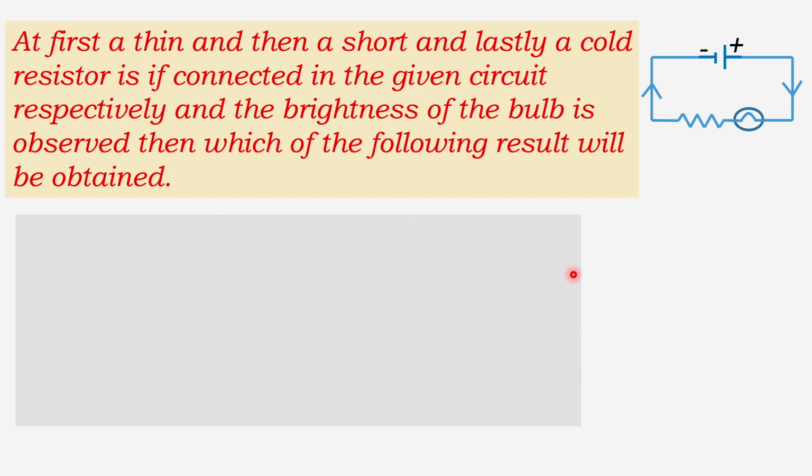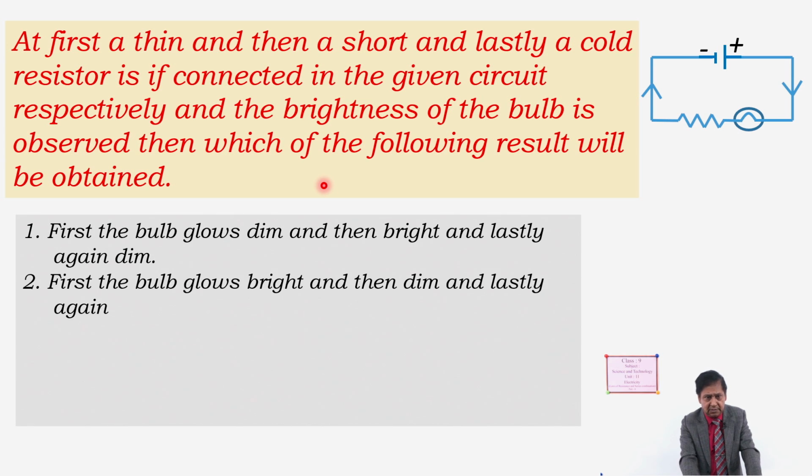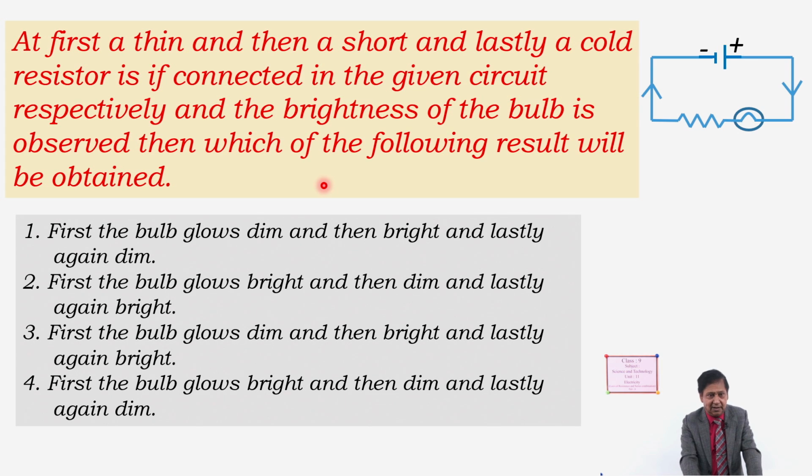Look at this. At first a thin, then a short, and lastly a cold resistor is connected in the given circuit respectively, and the brightness of the bulb is observed. Which of the following results will be obtained? Now there are some options. First the bulb glows dim, then bright, and lastly again dim. First the bulb glows bright, dim, bright is written here. But if we just go through these options, we'll be confused. We have to go through the question and this diagram.